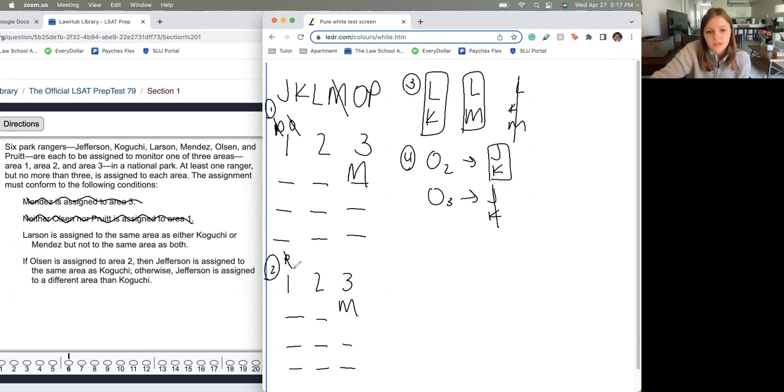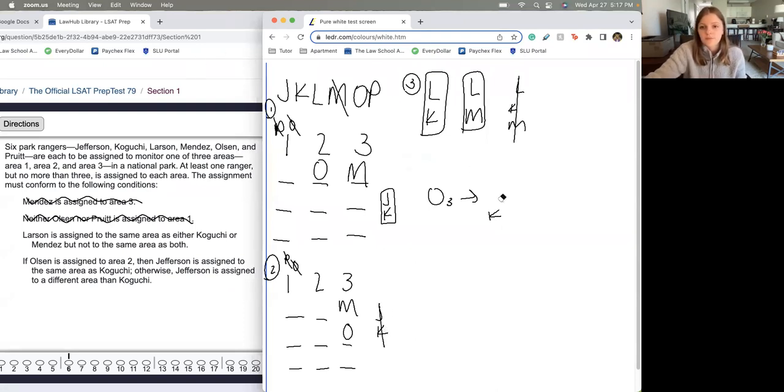So we have P can't go in 1, O can't go in 1. So we either have O in 2 or O in 3. And then I'm just going to follow through with that rule. So when O is in 2, we know that J and K have to be together. And when O is in 3, J and K hate each other. So now I don't have to think about that rule anymore.